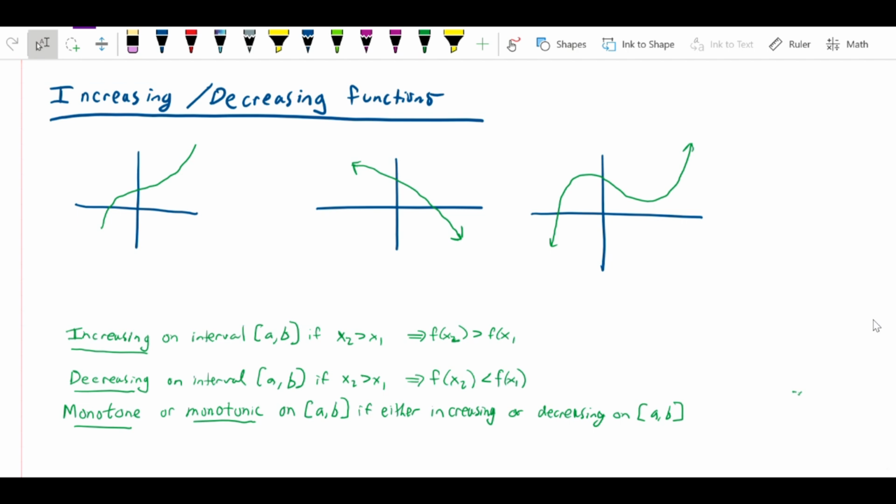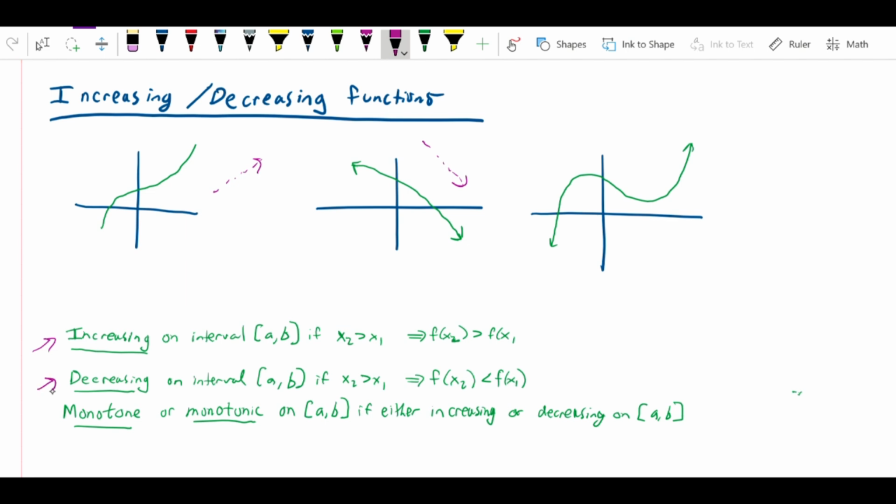Next, we're going to talk about increasing and decreasing functions. An increasing function is, at least intuitively, a function that slopes upward toward the right, like the one you see on the left, and a decreasing function is one that slopes downward toward the right, like you see in the middle. Formally, the way we would define this is what you can see through these definitions here.